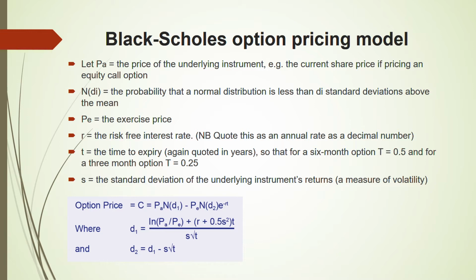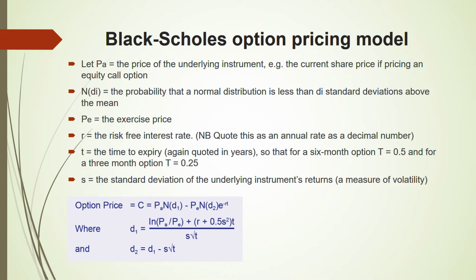So when you're putting it in the calculator, you have to put the log and you have to put a bracket: underlying price divided by exercise price, plus R, your risk-free rate, plus 0.5 S squared, that is your standard deviation squared, and it will be in the bracket, and then you multiply by time. Then you divide by S into the square root of T, that means standard deviation into square root of time. And after that you have to find d2.